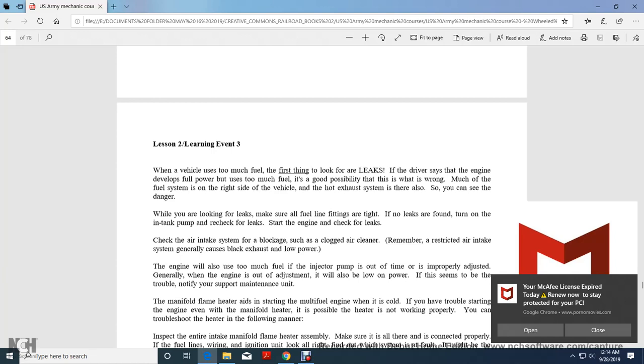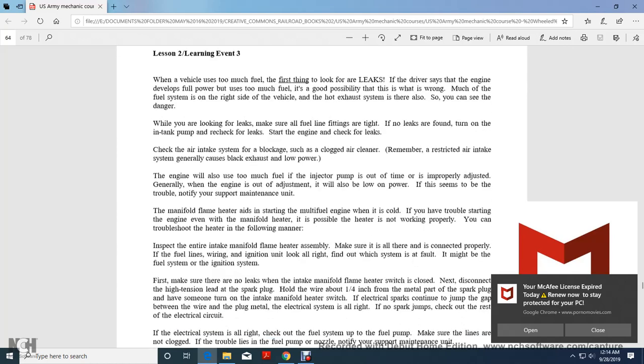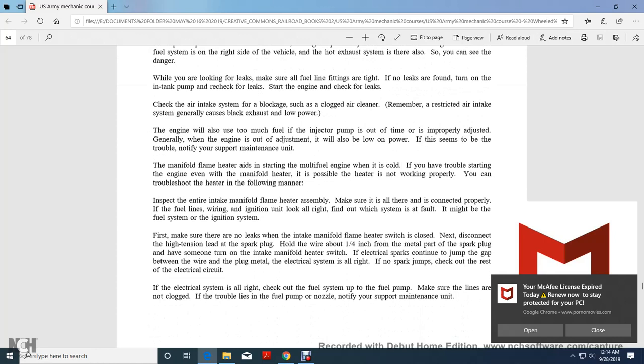You can see that while looking for leaks, make sure of the fuel lines and fittings. Check that there are no leaks, turn on the intake of the pump, and then recheck for leaks. Start the engine and check for leaks. Check the air intake for blockage, such as a clogged air cleaner. Remember, a restricted air intake generally causes black exhaust and low power.